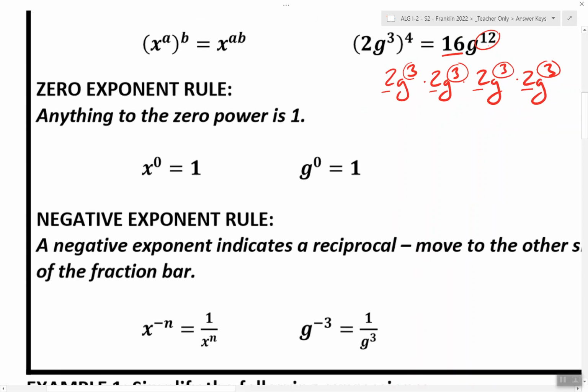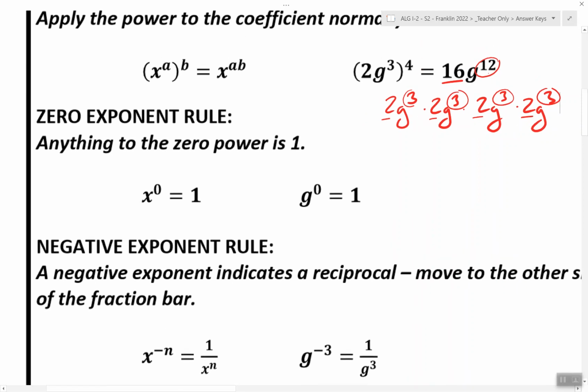Now we have the zero exponent rule, which is a little simpler. Anything to the 0 power is 1. So any base to the 0 power, that just equals 1.